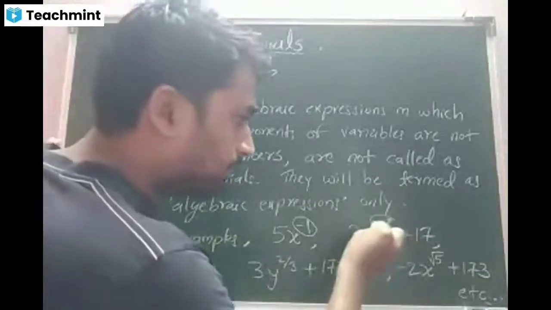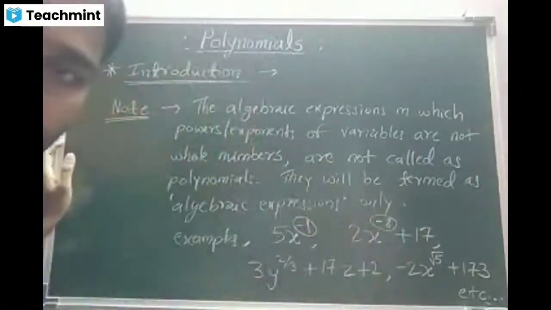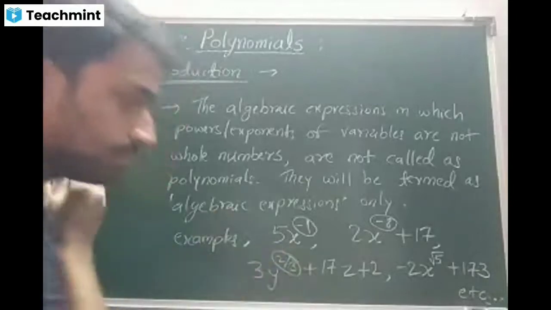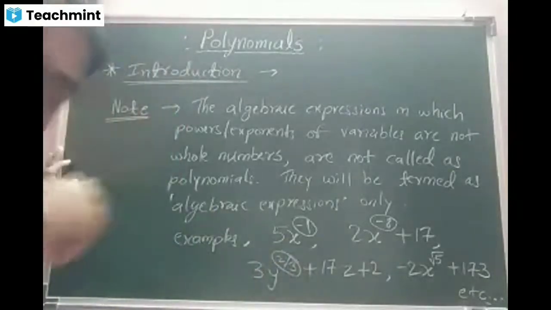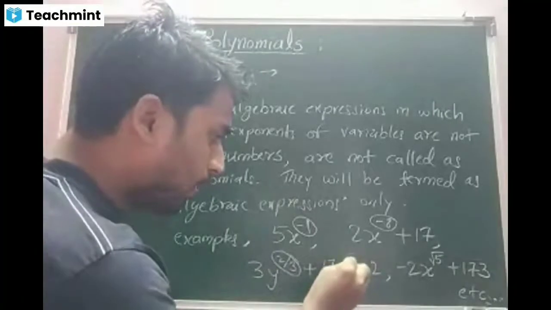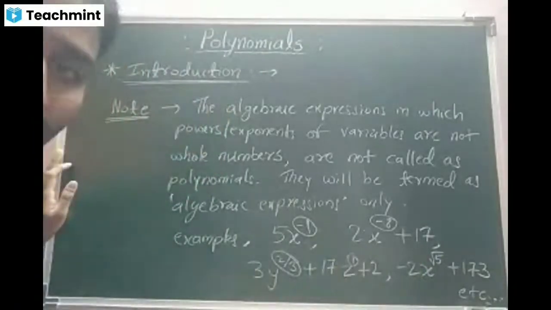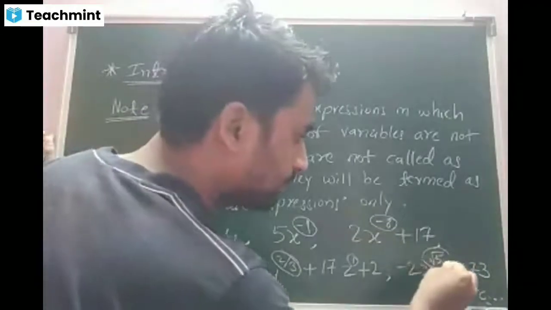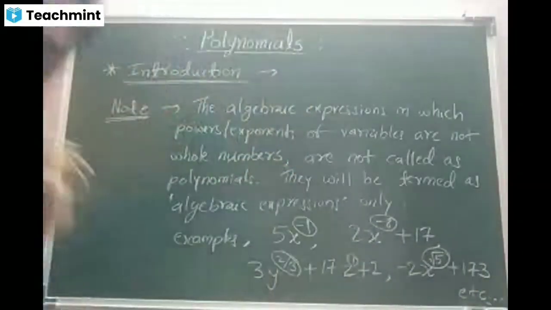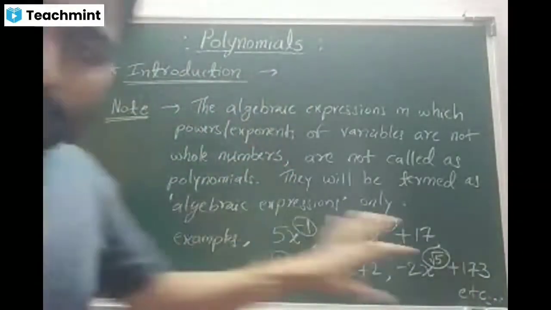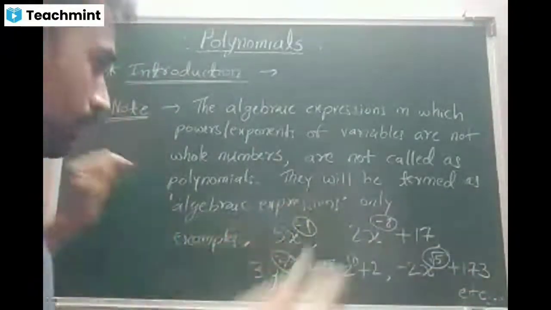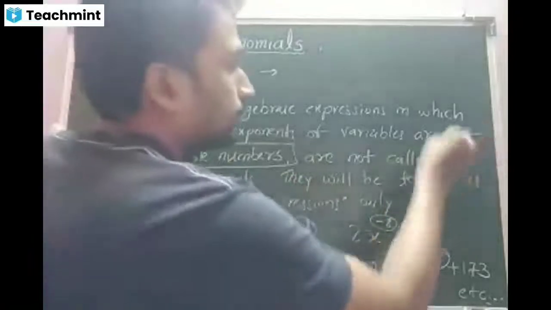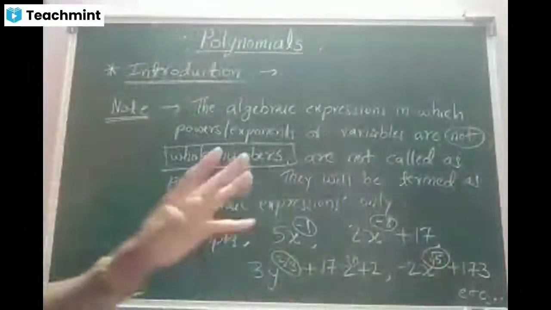Here, what is the power? Minus 8. Here, what is the power? 2 by 3. Beta, here there is 1, no problem. But the power is a fraction, 2 by 3. What about this one, beta? What is the power? Root of 5. So you can understand, beta, here the powers are not whole numbers.